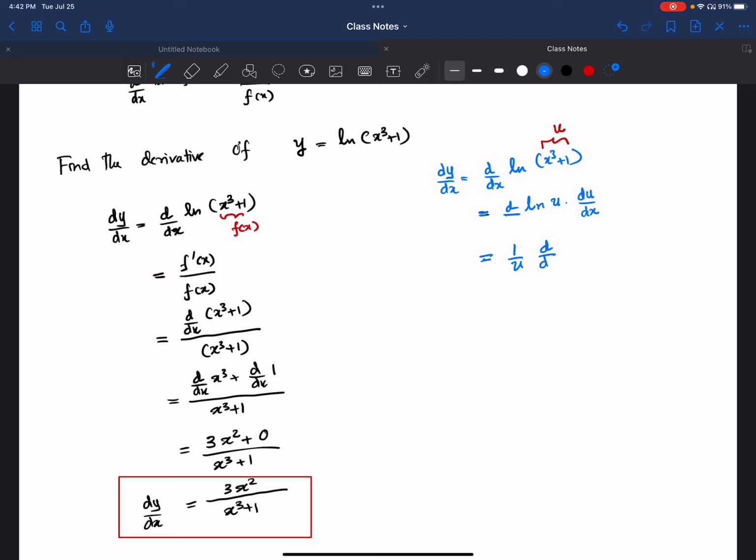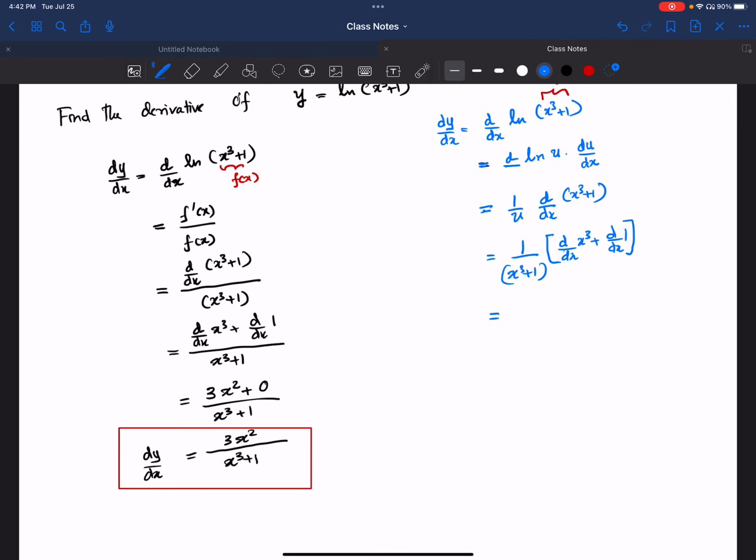And d over dx, u is x cubed plus 1. So 1 over u is 1 over x cubed plus 1. And this is d over dx x cubed plus d over dx 1, using the summation rule. So the first term inside the parenthesis is 3 times x squared plus the second term is 0, and it's divided by x cubed plus 1. So you get the same answer, 3x squared divided by x cubed plus 1, that way as well.